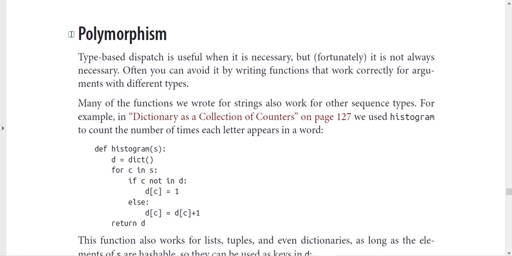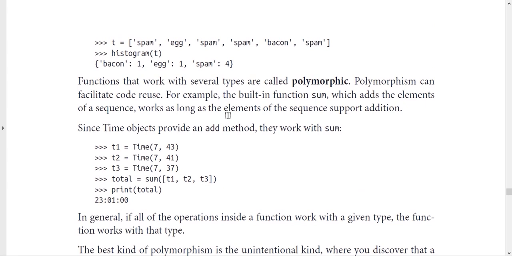Now let us move on to the next topic, which is polymorphism. What actually is polymorphism? The functions that work with several types are called polymorphic. Polymorphism can facilitate code reuse, so it helps us to reuse certain code. For example, the built-in function sum, which adds the elements of a sequence, works as long as the elements of the sequence support addition. So in our time class, when we define objects, we assign the values of the time.